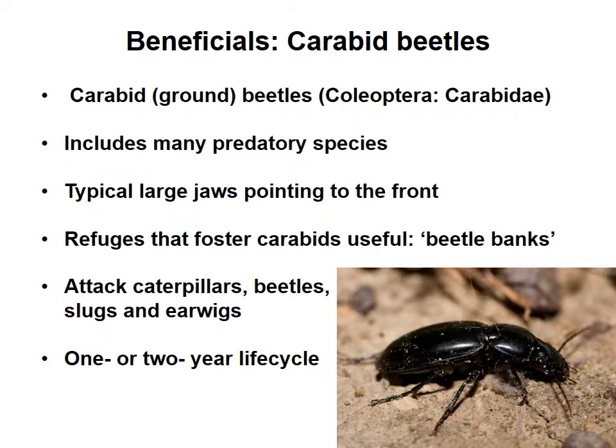Carabid beetles have a 1 or 2 year life cycle, so the impact of broad spectrum insecticides applied to broadacre crops or pastures is likely to be far more disruptive to this group of beneficials than the others which have shorter lifespans, such as the lacewings.